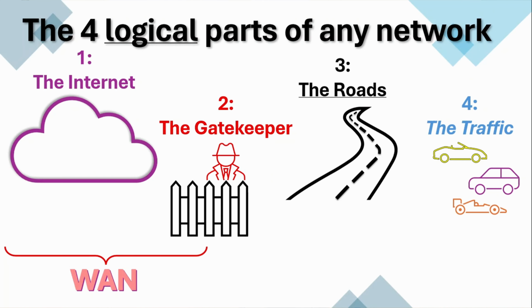One more thing. These four are split into WAN, the wide area network, and LAN, the local area network. And as you can see, WAN becomes LAN at the gatekeeper.